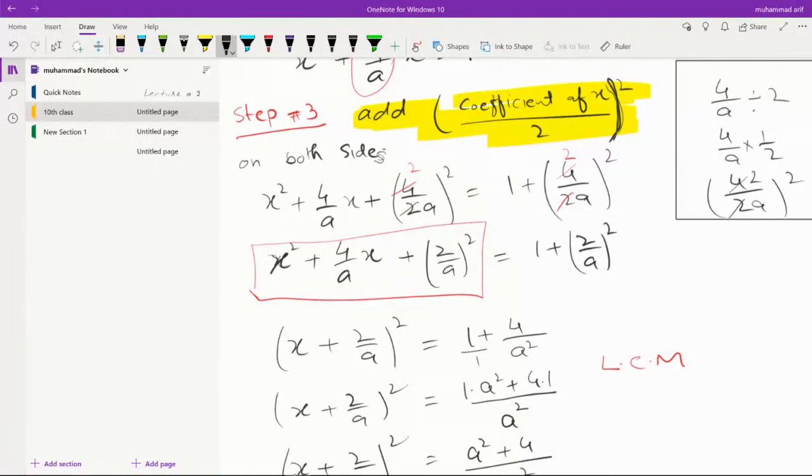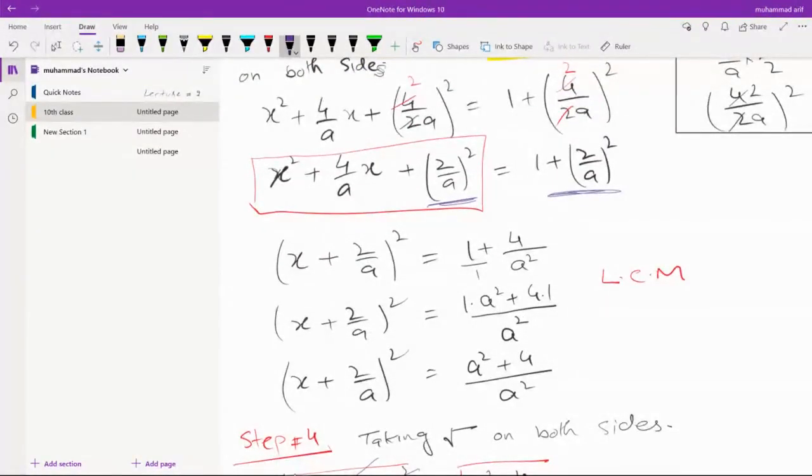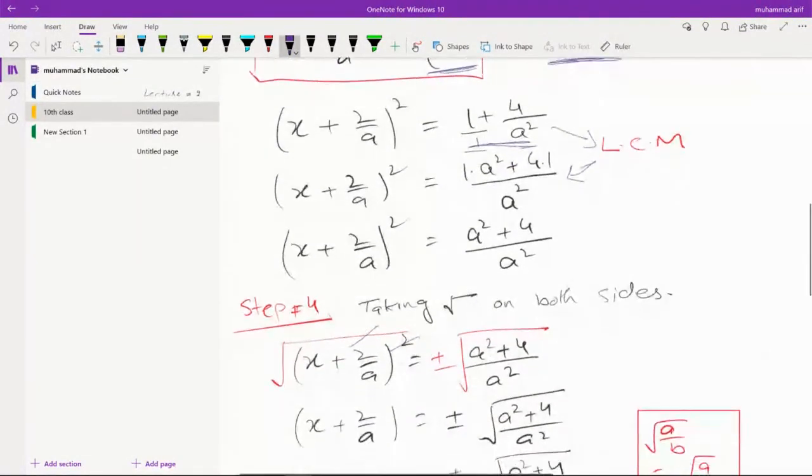X square plus 4 by ax plus 4 by 2a whole square equals to 1 plus 4 by 2a whole square. 4 and 2 will be cancelled out by 2 and we have left 2 by a. On right hand side we again have 2 by a. On left hand side we have perfect square. X plus 2 by a whole square equals to 1 plus 4 by a square. By taking LCM we get 1 dot a square plus 4 dot 1. 1 dot a square means a square, 4 dot 1 means 4.